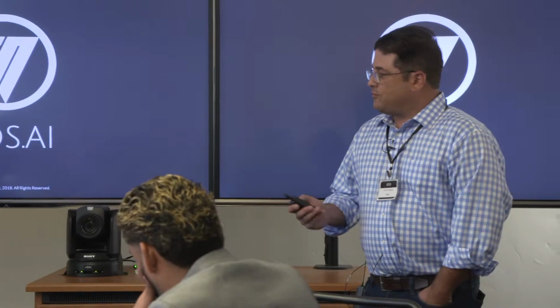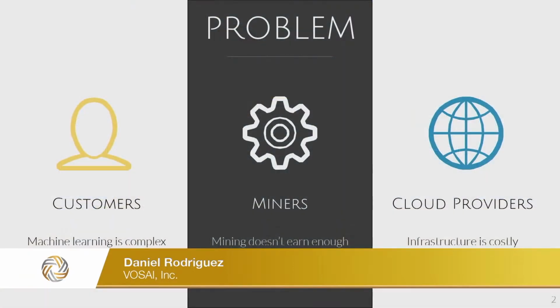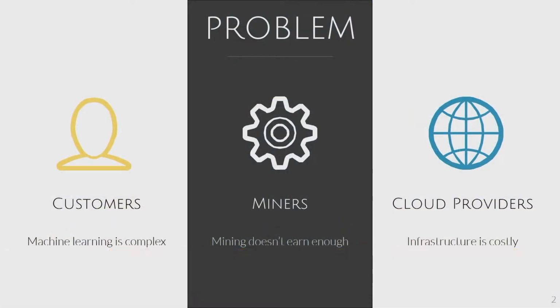System. So first, about the problems. Really, it's all around the problems with machine learning and today's mining community. When you look at the three pieces, customers, miners, and cloud providers. So customers today in construction or farming that want to leverage machine learning to do anything, maybe it's detect illnesses in crops or inspect the progress of their construction sites, they just can't do it.